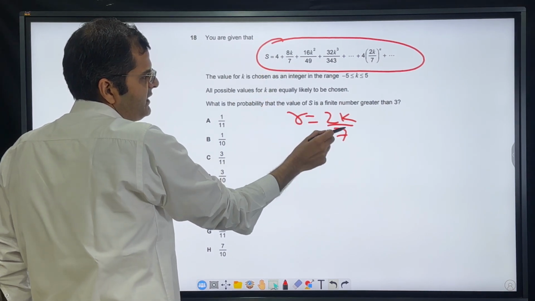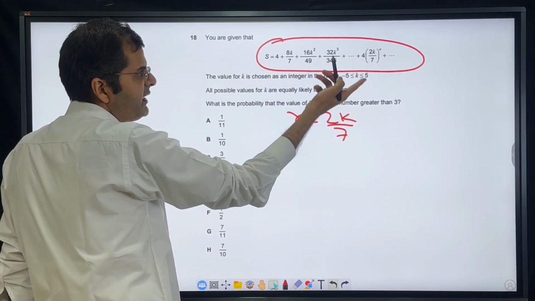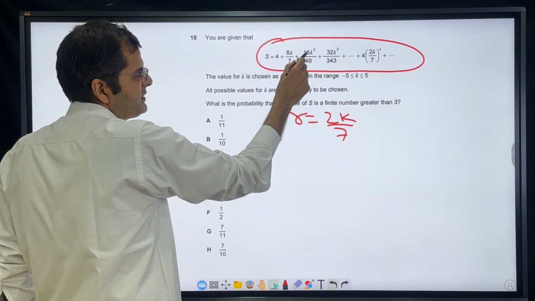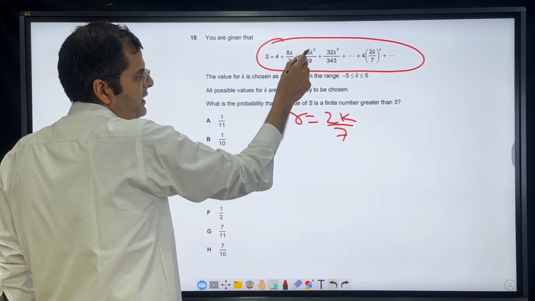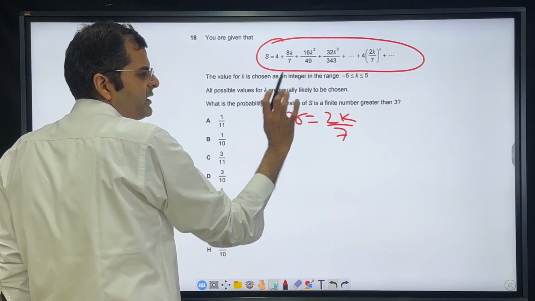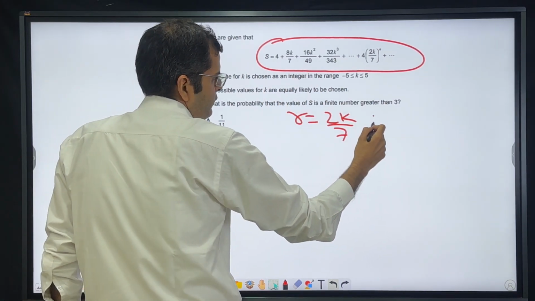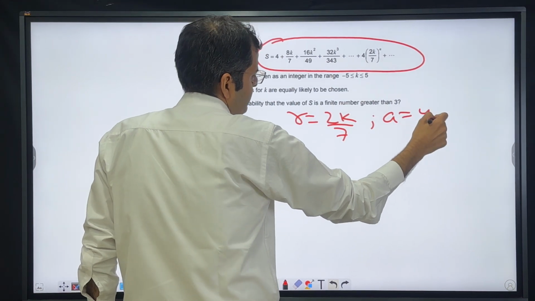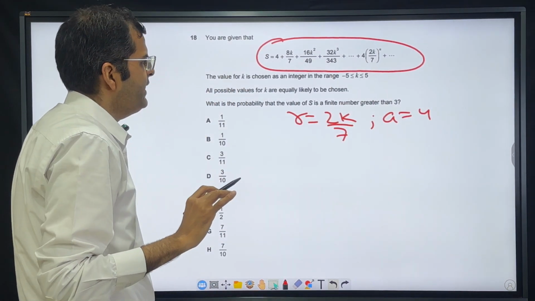4 into 2k by 7 is 8k by 7. 8k by 7 into 2k by 7: 8 into 2 will become 16, k into k becomes k square, and in the denominator 7 into 7 becomes 49. So common ratio is 2k by 7. The first term A is given to be 4. This is an infinite series.